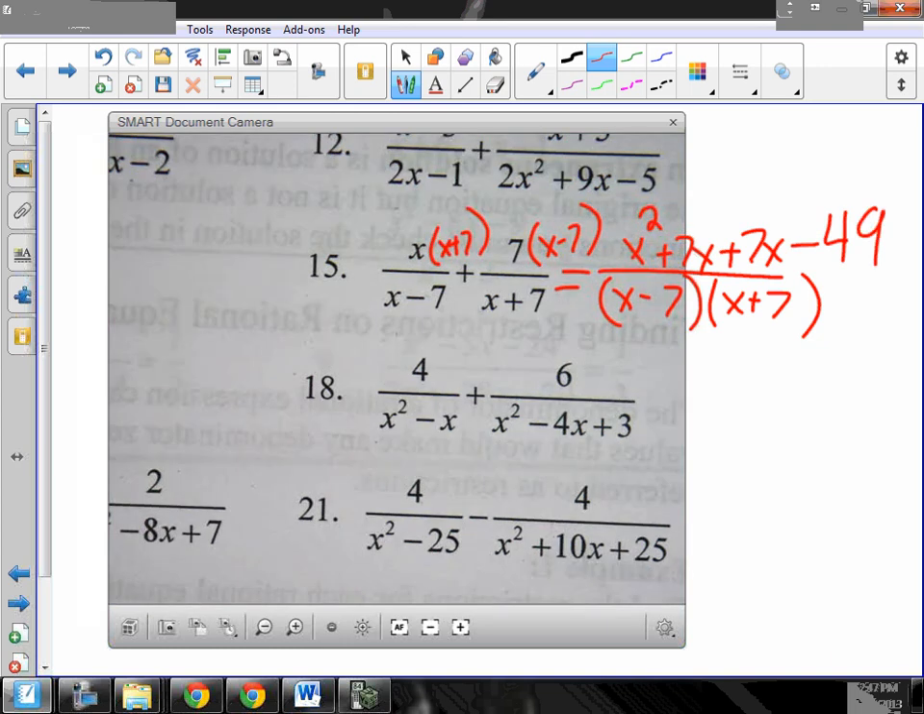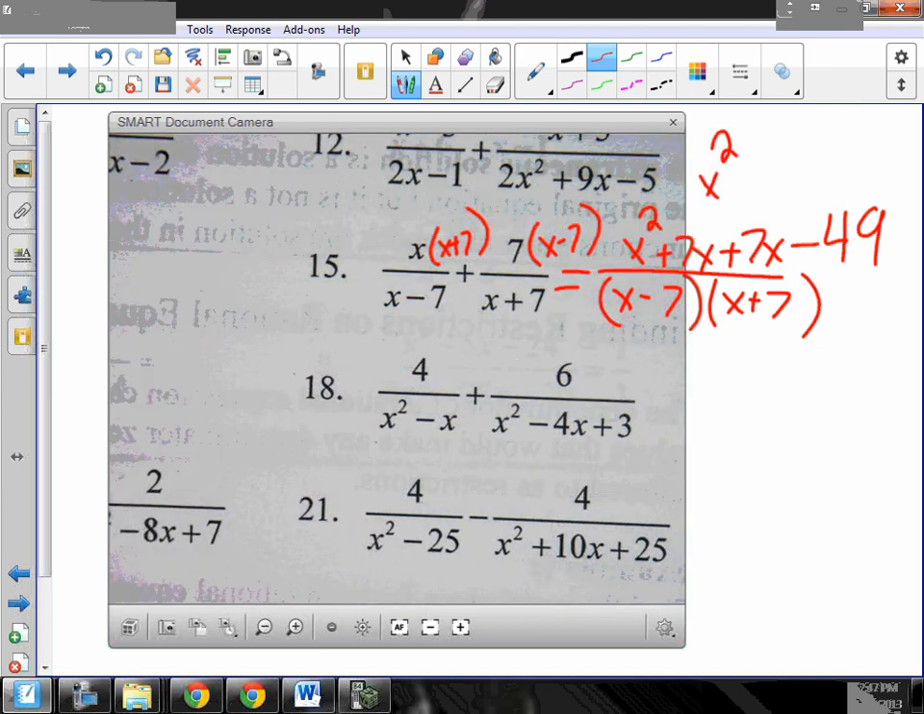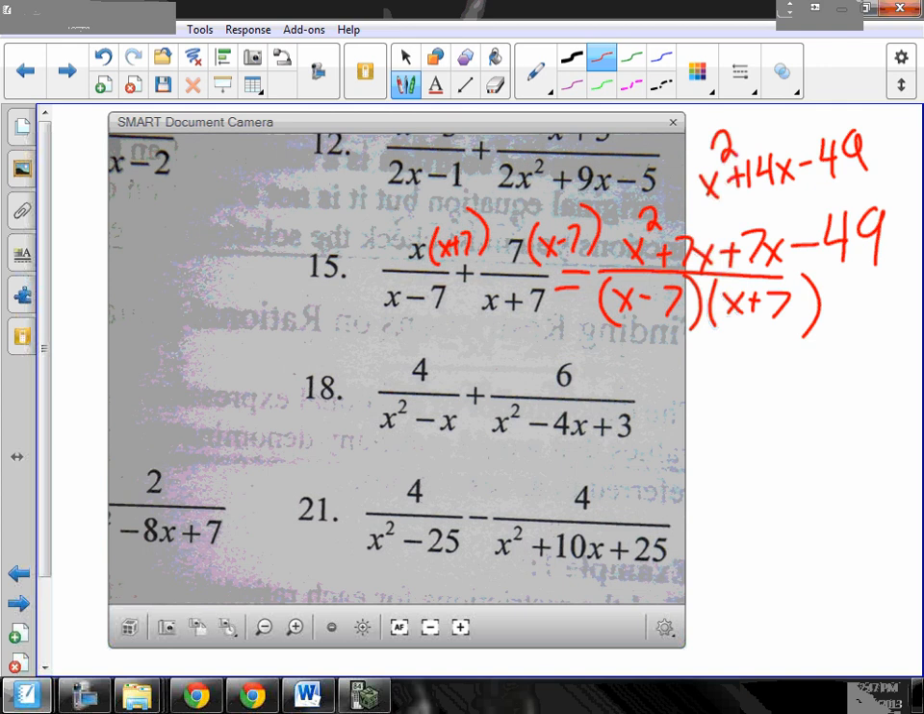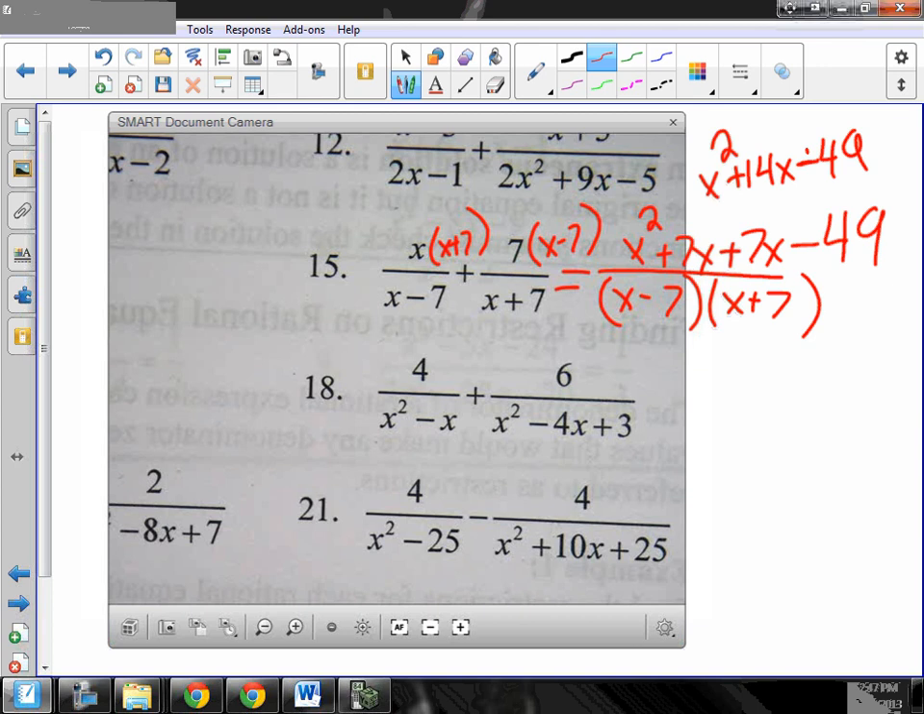So x squared plus 14x minus 49. Does that factor? Almost. If the signs were the same, it would work. But the signs are different, so it doesn't factor. If this was a plus, then it would factor.